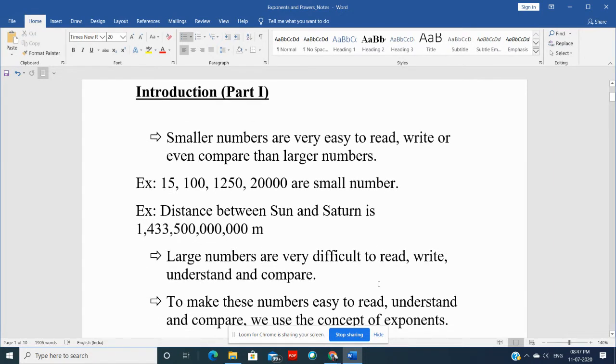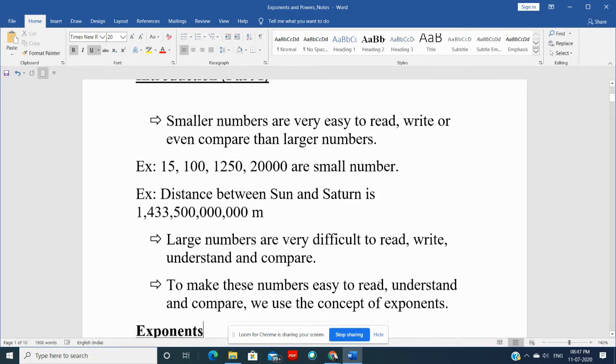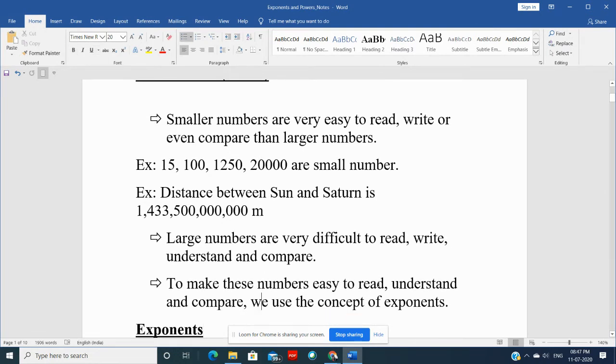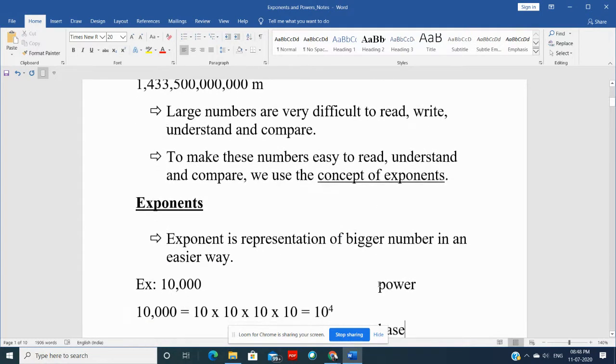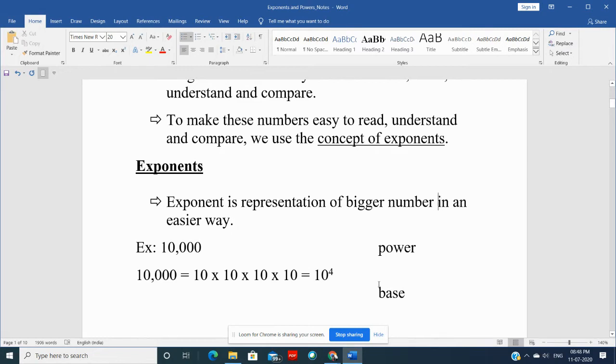So, because these large numbers are very difficult to compare or understand and to represent also, we need some concept which would make this thing easy, and that concept is nothing but concept of exponent. So concept of exponent makes larger numbers easy to read, write, understand, and even compare, right? So let's understand what is exponent, right? What is this concept about?